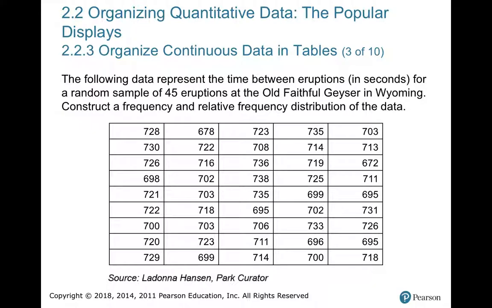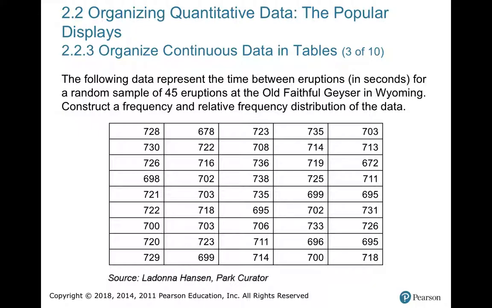So here's some raw data. This is the time between eruptions for a random sample of 45 eruptions from Old Faithful. These times are in seconds. So this is our raw data. It's kind of hard to look at, and it doesn't really speak to us at all. You just see a whole lot of numbers. So we want to try to organize this data so that it can speak to somebody and maybe tell some sort of a story. So we need to create a frequency and a relative frequency distribution.